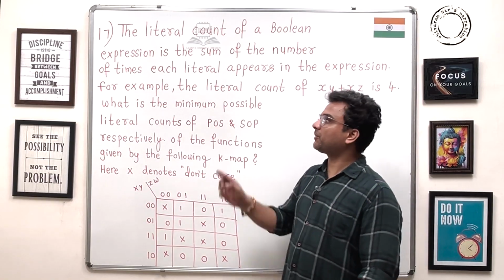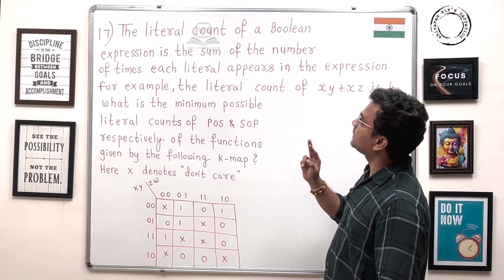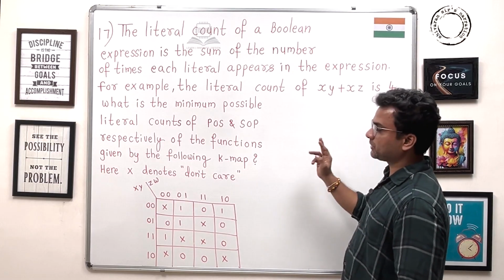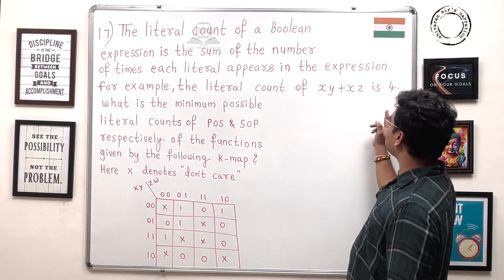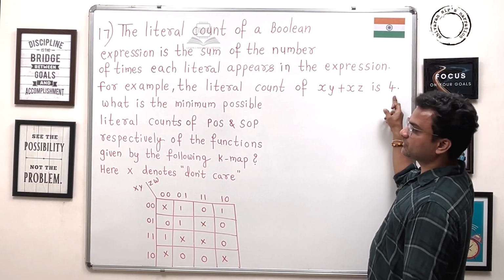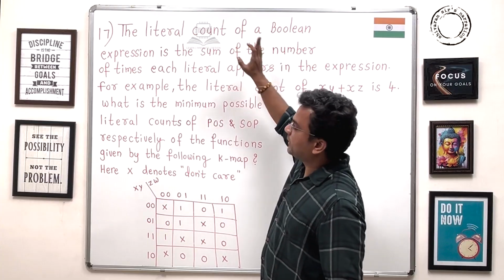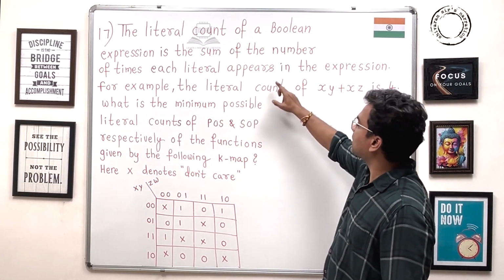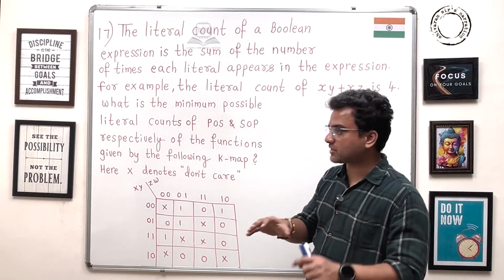Let's dive into question number 17. The literal count of a Boolean expression is the sum of the number of times each literal appears in the expression. For example, the literal count of xy plus xz is 4. 1, 2, 3, 4 is 4. Okay, so it is literal count. It means it is the sum of the number of times each literal appears in the expression. Right? Now the actual question starts.